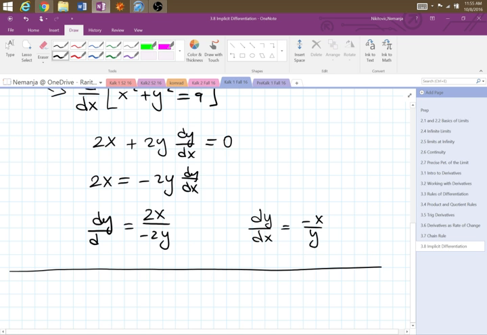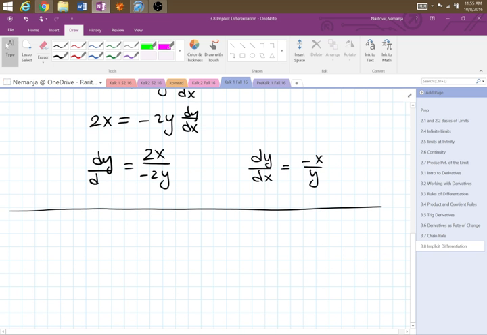You are going to run into many problems where you cannot solve for y, which makes it an implicit function, which means you will use implicit differentiation. Example number 2 might be x y cubed plus sine x is equal to cosine y. Whatever you can come up with. It really doesn't matter.